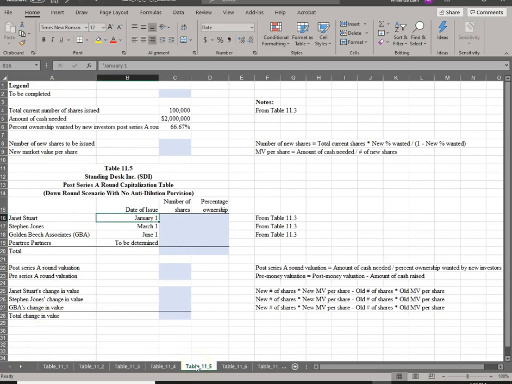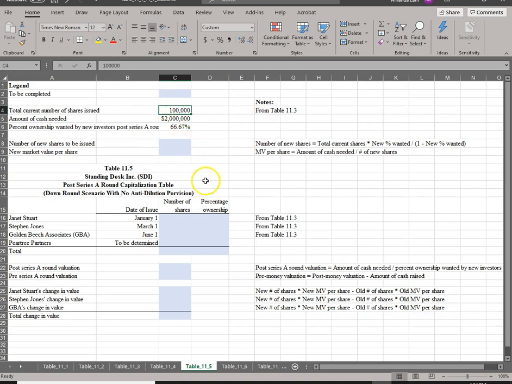Now let's take a look at what happens if it's a down round. So the existing situation didn't change. What changed is the percentage ownership that Pear Tree wants. In the up round, Pear Tree only wants 50% of the firm for $2 million. But in the down round, in this situation, they want 66.67%. So they want 2/3 of the firm in exchange for $2 million.